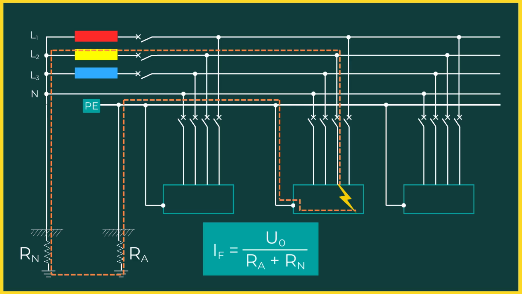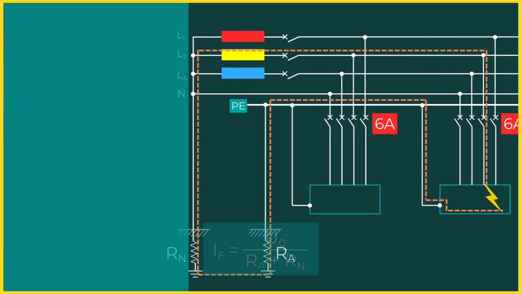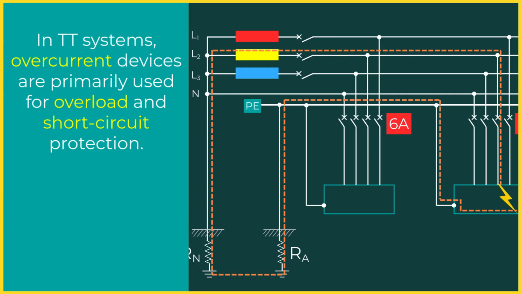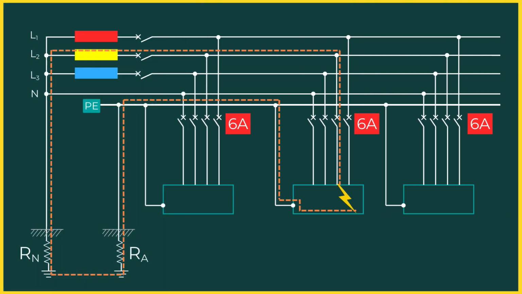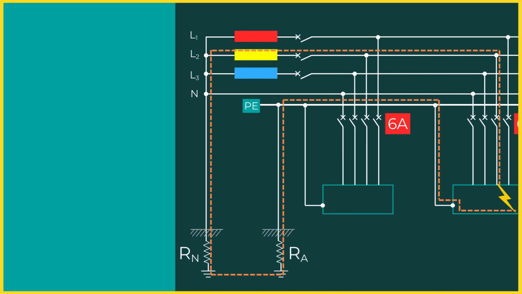To achieve fast disconnection under these conditions, very small rated overcurrent devices would be required. Often 6 ampere MCBs or even smaller. This is not practical for normal electrical loads. That is why, in TT systems, overcurrent devices are mainly used for overload and short-circuit protection, and not for protection against indirect contact. Therefore, overcurrent devices should be used for indirect contact protection only in exceptional cases, and only with great care.